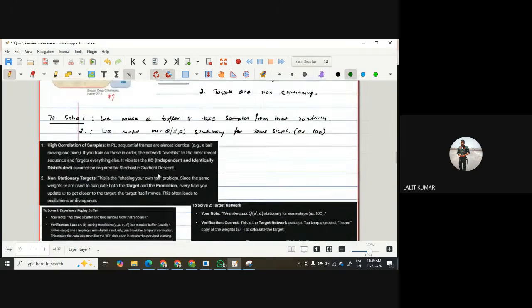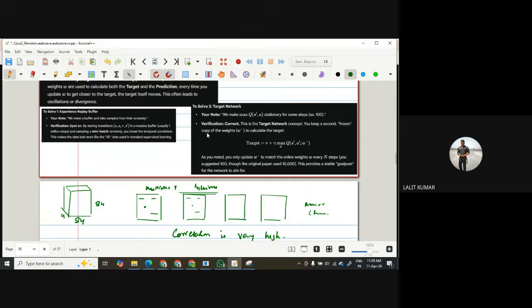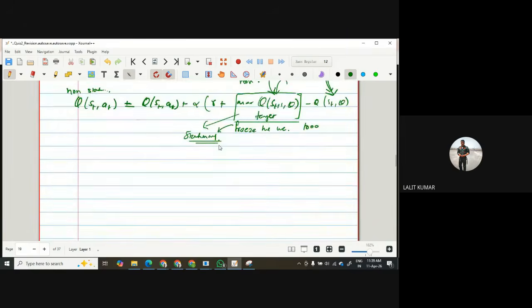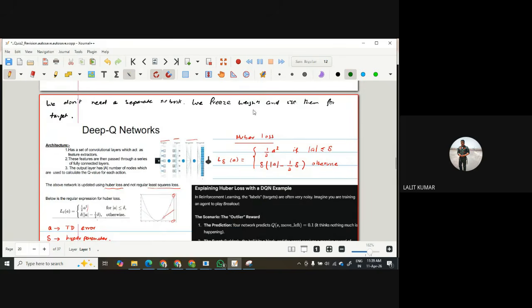Already, you can go through the notes. I have explained this in very simple language and written it also. So this was the DQN concept. I have also given that we freeze weights. Unlike double DQN, here we are not using a separate Q1, Q2 for the target; we are just freezing and using it.